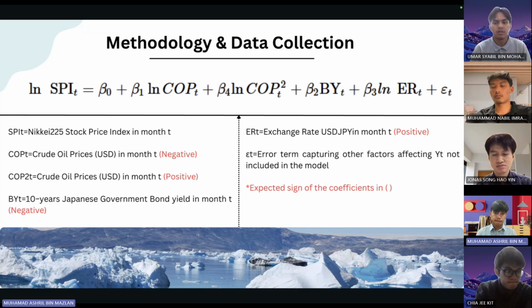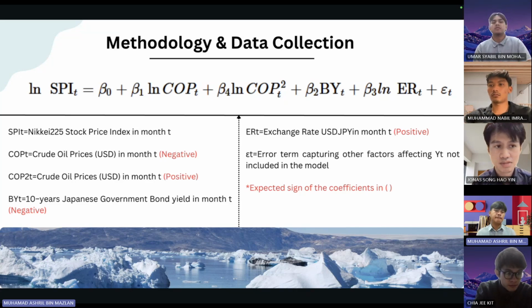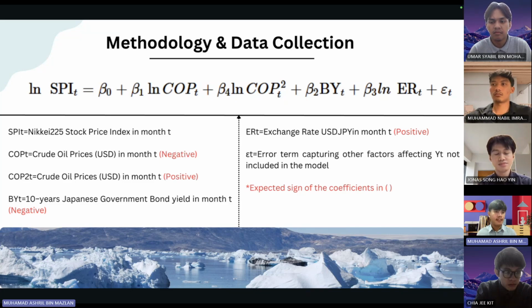For the crude oil price, based on the literature review, we anticipate that the sign of the beta coefficient for the crude oil price will be negative. For the crude oil price to the power of 2, it will be positive, which is the normal U shape. And for bond yield, it is going to have a negative relationship, a negative sign.